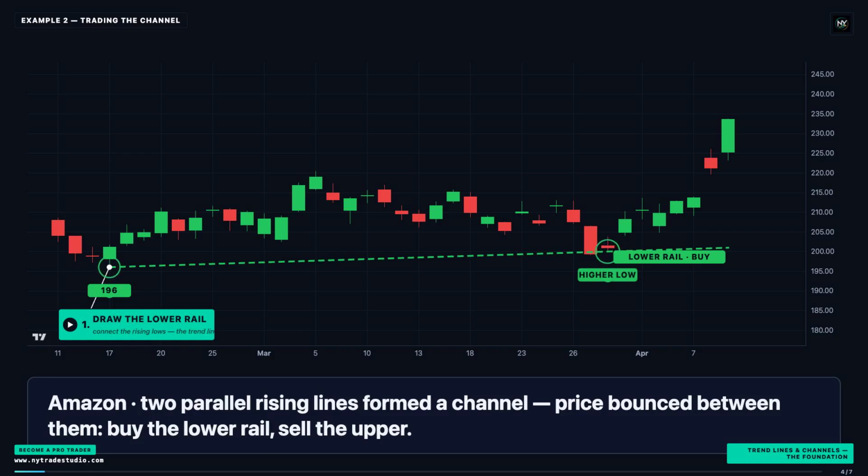Connect those 2 and extend the line. There is our lower rail, the diagonal support holding price up. Now here is the new move.